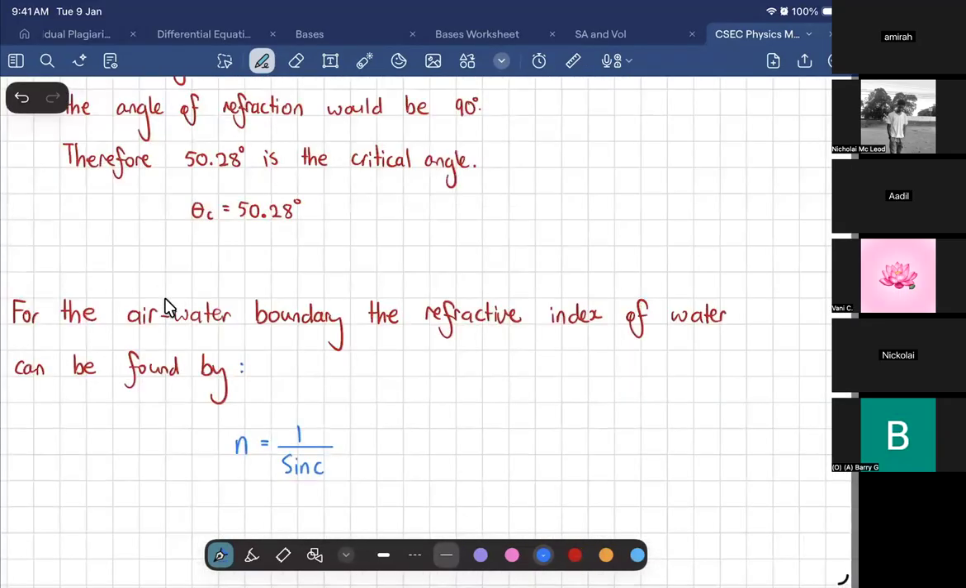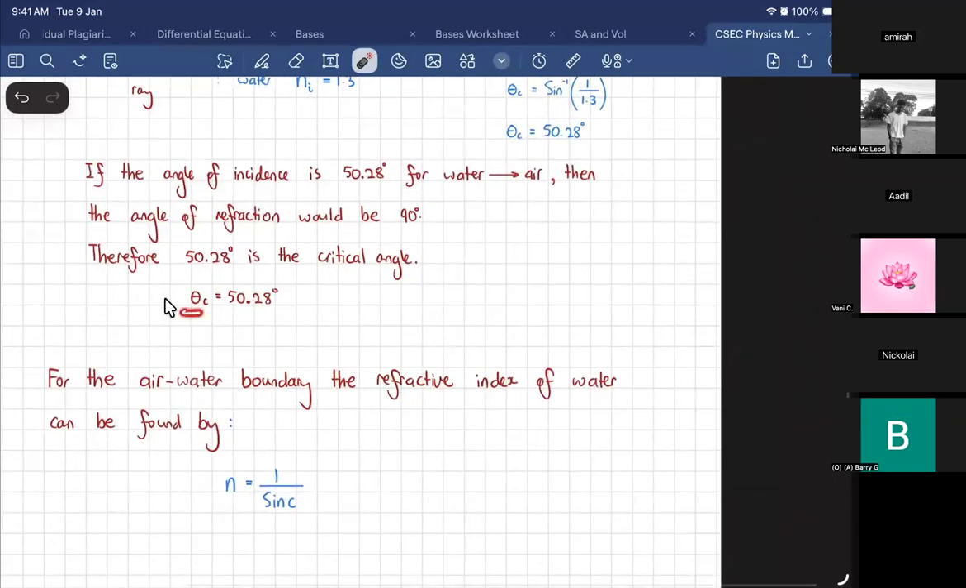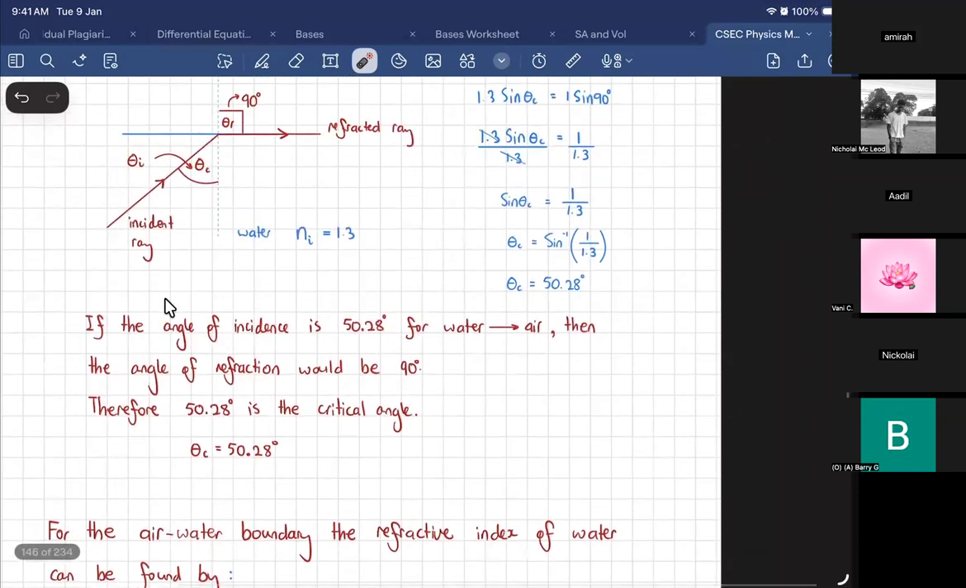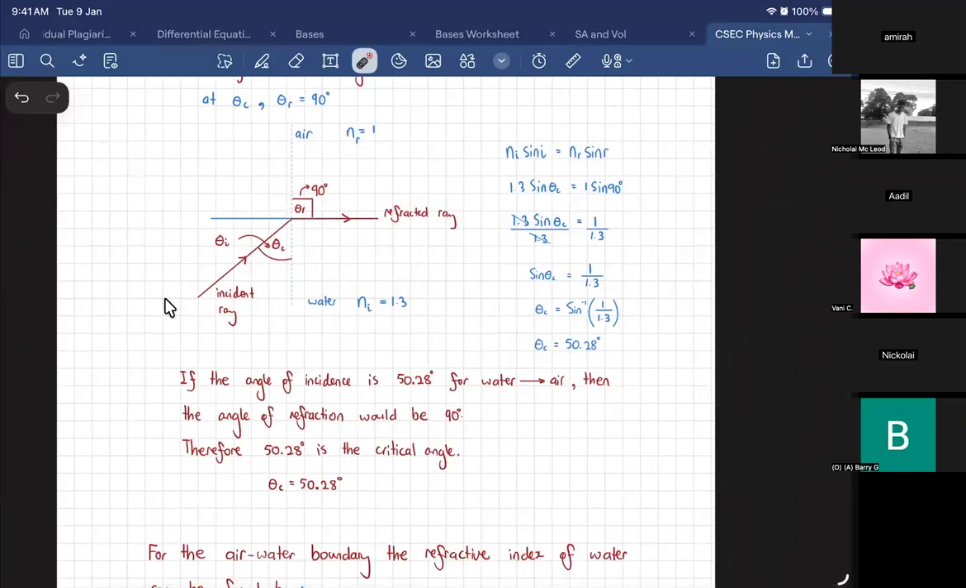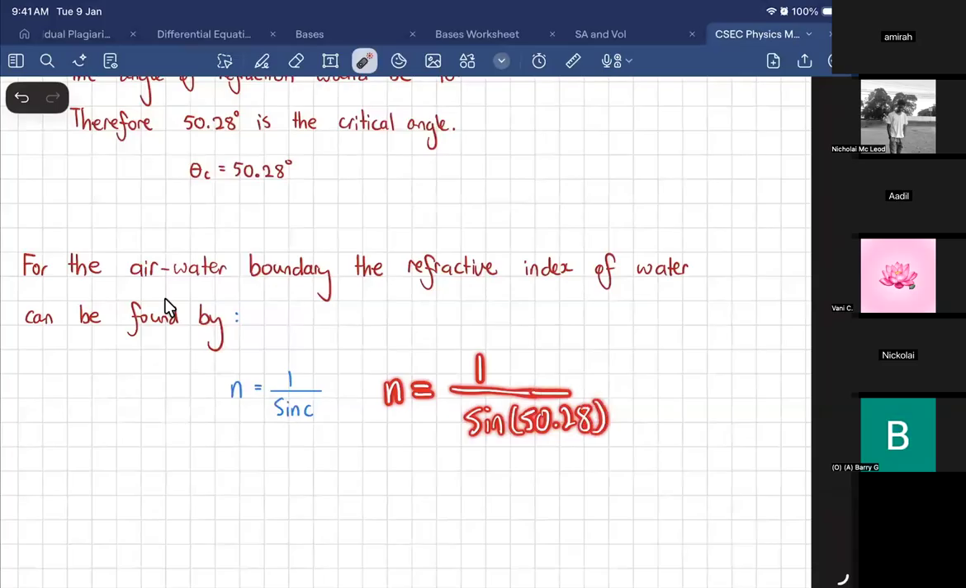Well, that's okay. And Nikolai, we could verify this, right? Now, in the proof above, when we were doing the theory, we said that the critical angle will be 50.28, but that only happens when the refractive index for water is what? 1.3, right? Good. So if I use this formula and I say 1 over sine 50.28, what's it supposed to get? Is it supposed to get 90 degrees?